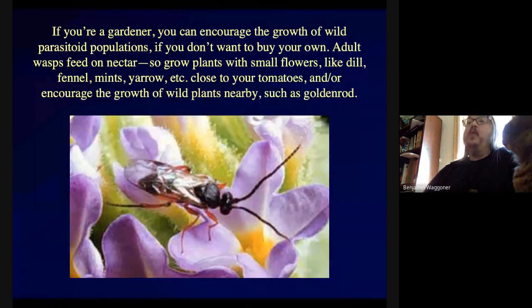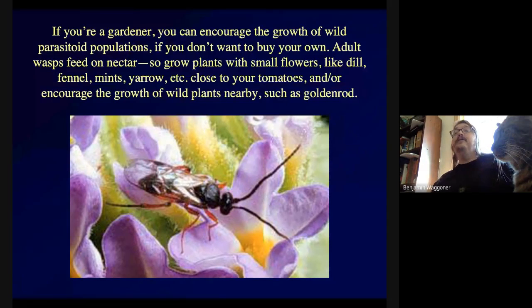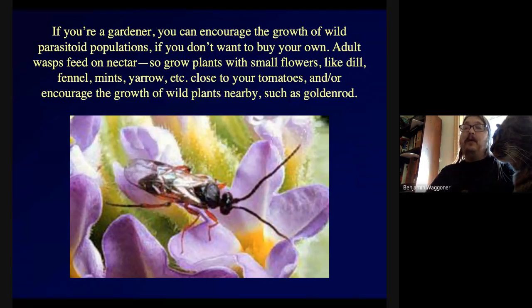If you don't want to buy your own parasitoids, by the way, never let it be said that I don't give practical advice. You can encourage wild parasitoid populations because the adults feed on nectar. They'll feed on nectar for a while before laying their eggs in host insect eggs. So if you grow small flowered plants next to your tomatoes, like dill is a good one, fennel, mint, if it's a variety of mint that flowers, yarrow is very nice. Those will encourage the growth of wild parasitoid populations.